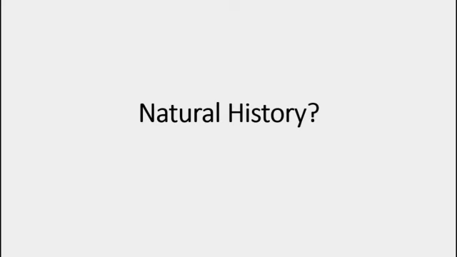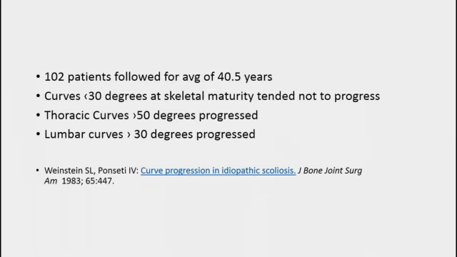So what about the natural history? The study by Weinstein, for idiopathic scoliosis patients, followed 100 patients for 40 years and found that curves which were below 30 degrees did not tend to progress, versus curves which are more than 50 degrees, which almost always tended to progress, by 1 degree a year. And for lumbar curves, the threshold is lower, it's 30 degrees, so curves which are more than 30 degrees will progress.